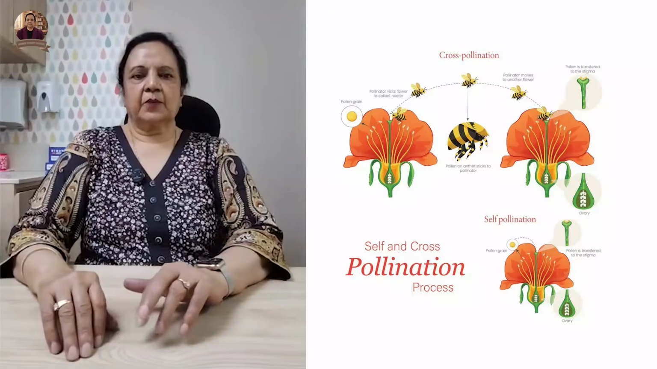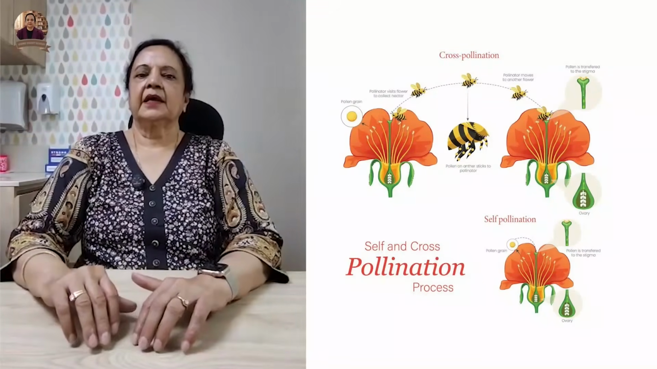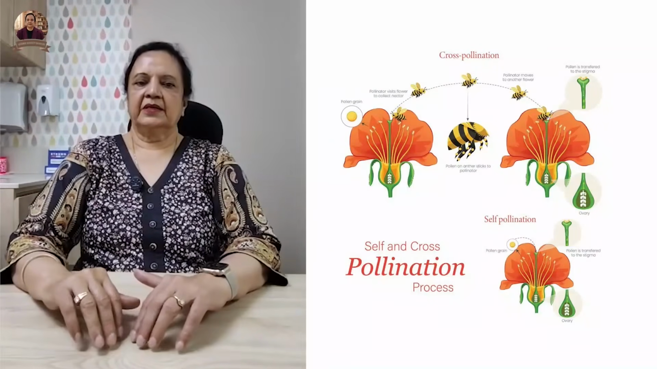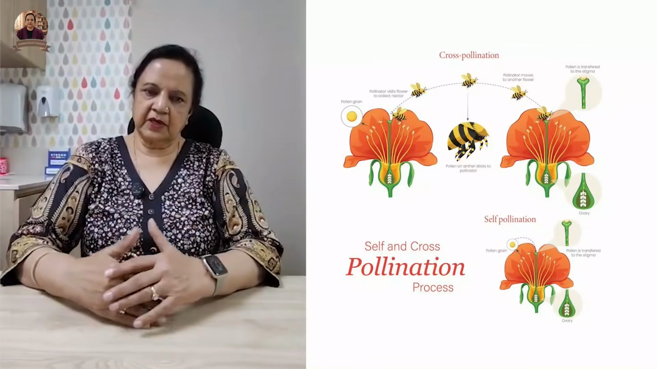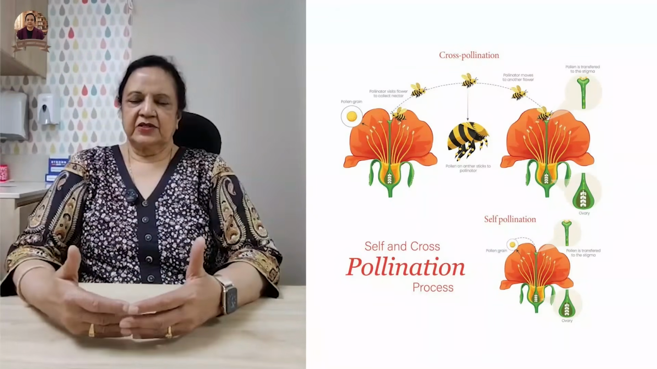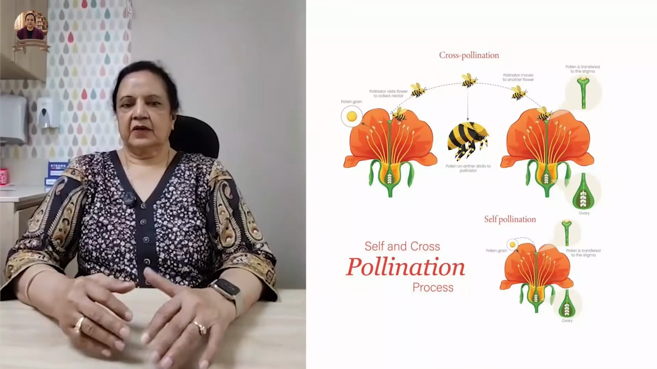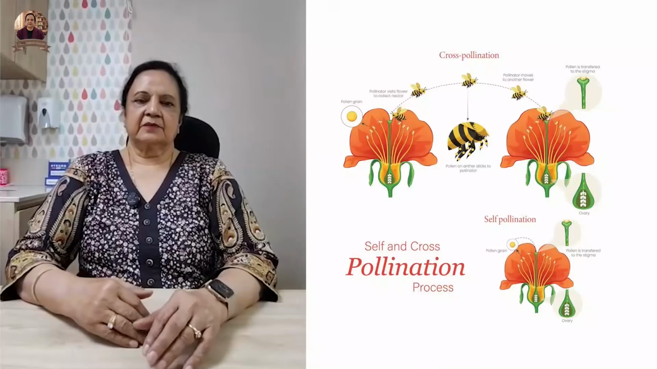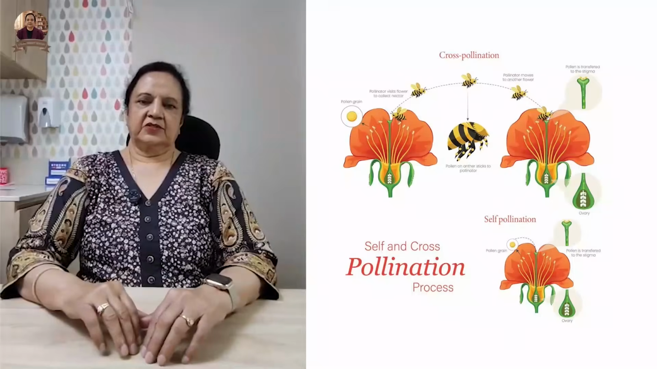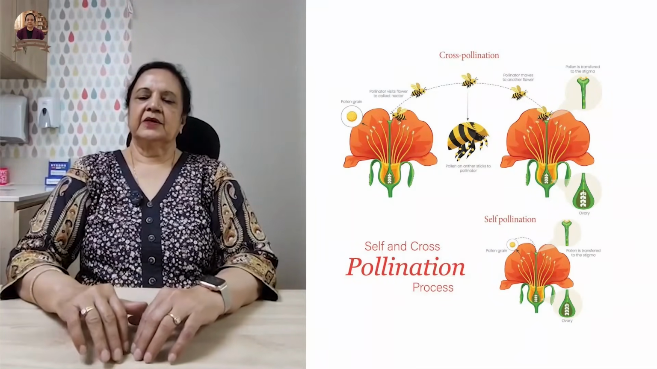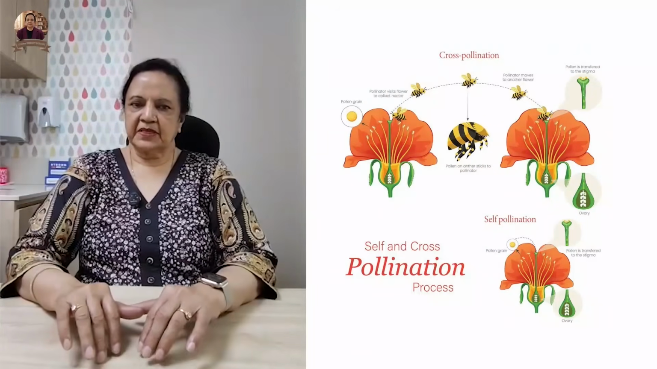Let us understand what pollination is and the differences between self-pollination and cross-pollination. Pollination is the transfer of the pollen grains from the anther to the stigma of a flower. Self-pollination is when the pollen grains are transferred from the anther to the stigma of either the same flower or some other flower but of the same plant. While in cross-pollination, the pollen grains are transferred to the flower of some other plant but of the same species.